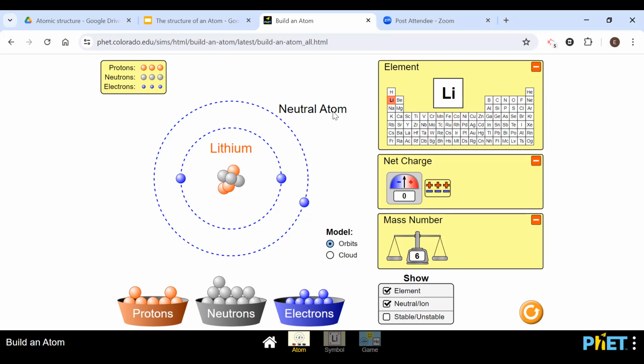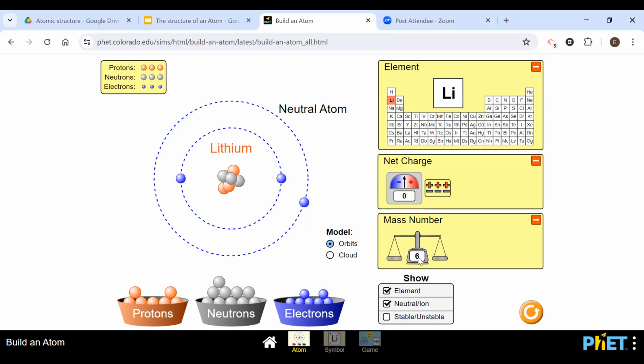Why does it say neutral atom? Try to answer the question. Why do you think it's neutral? Pause the video and think about it, analyze it. Hopefully you did. You find out there are 3 protons that are all positive, 3 electrons that are negative, so that's why the net charge is 0. That's why it's a neutral atom. An atom is neutral where the number of protons and electrons are equal.